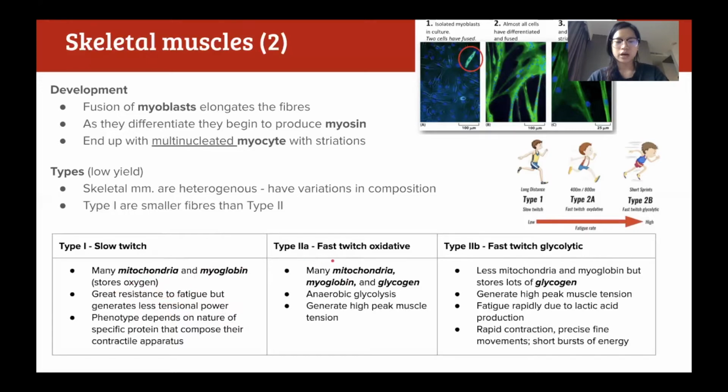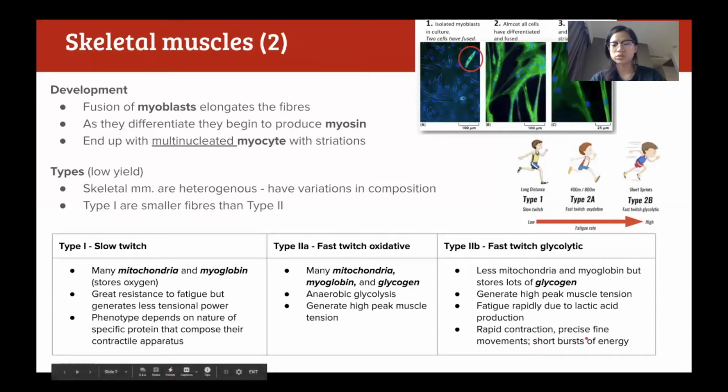Type 2A are known as fast twitch oxidative fibers. They have many mitochondria, much myoglobin, and a lot of glycogen, and they use a lot of anaerobic glycolysis. Lastly, type 2B has less of the first two, less mitochondria and myoglobin, but stores a lot of glycogen. They fatigue rapidly due to lactic acid production, and they contract rapidly. So they're used for precise, fine movements and short bursts of energy.